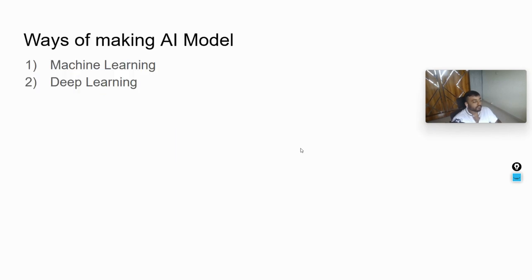Now let's look at the different approaches to create an AI model. First is the approach of machine learning, second is the approach of deep learning. Let's have a simplistic difference between the two. So guys, machine learning is like using a knife, whereas deep learning is like using a machete.